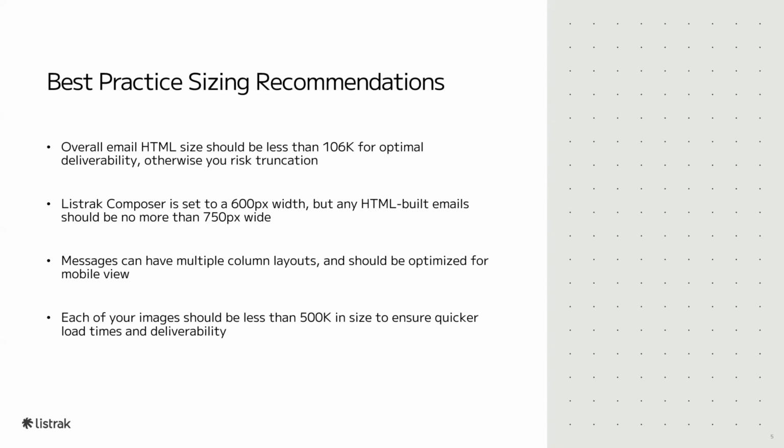We want to talk about both file size as well as some various dimensions to stick to. First of all, you always want to make sure that your HTML is less than 106 kilobytes, specifically for Gmail. After 106, it will truncate your message, which is where it will put three little dots at the bottom that need to be clicked on in order to see the rest of the message. So if you do not want your messages cut in half, make sure that your HTML is less than 106K.